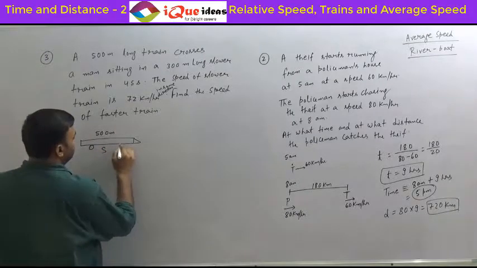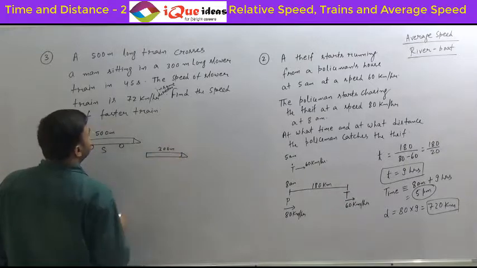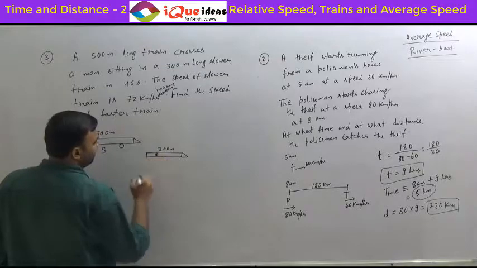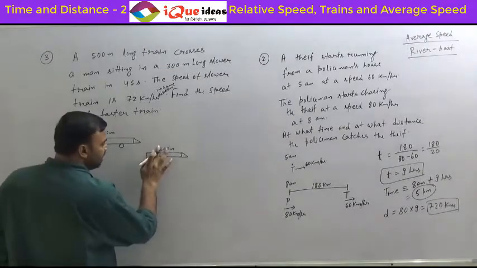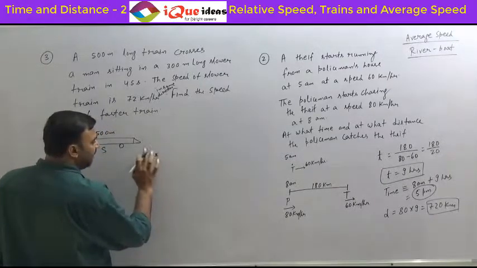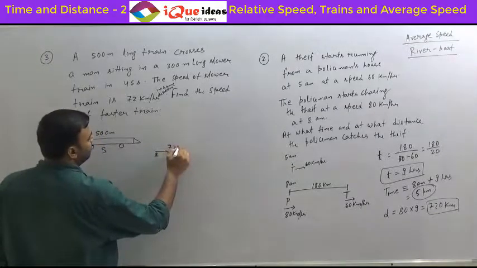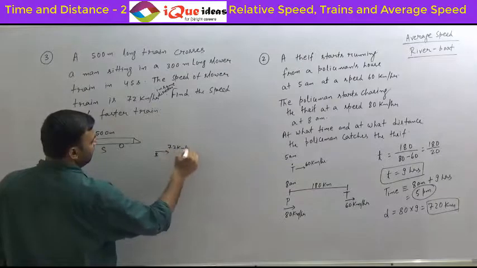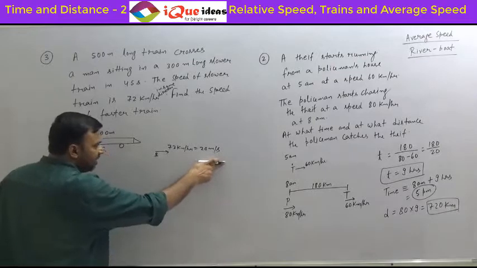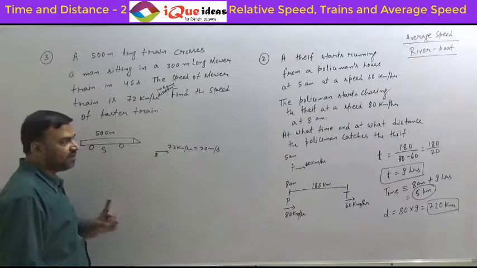Then there is the slower train. The length of this is 300 meters. And there is a man sitting in this train. Here, this length doesn't matter, this train also doesn't matter. We only have to consider the man. The speed of the man is 72 kilometers per hour, which is 20 meters per second. So the man is moving at 20 meters per second and this train has to cross this man. So this is the situation of a train and a man, not of two trains.